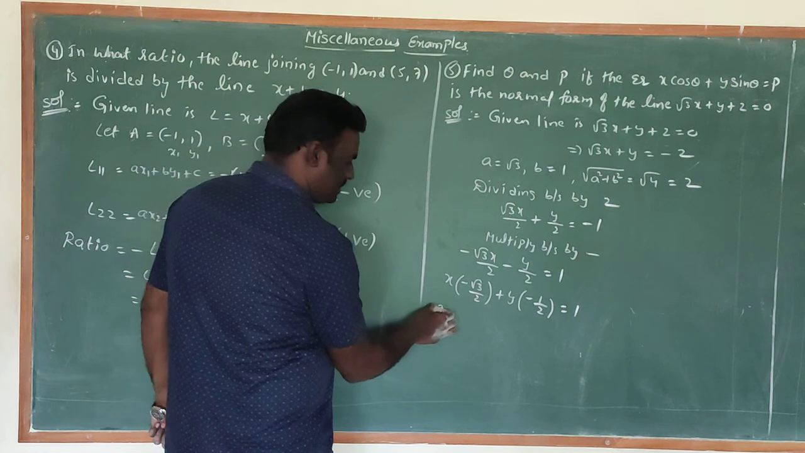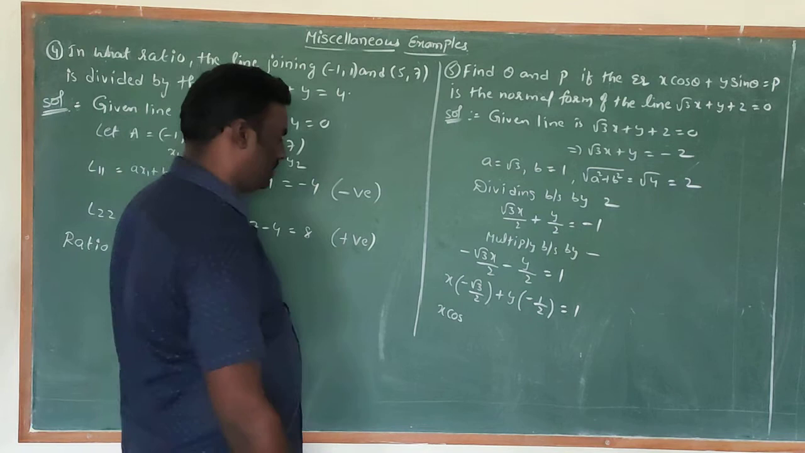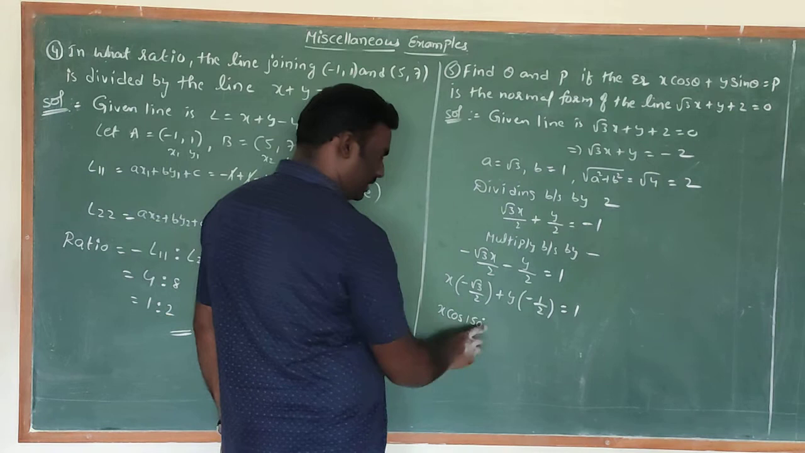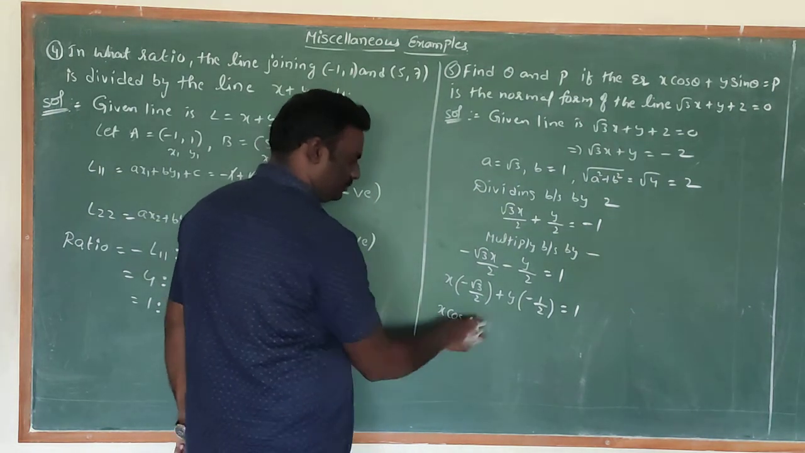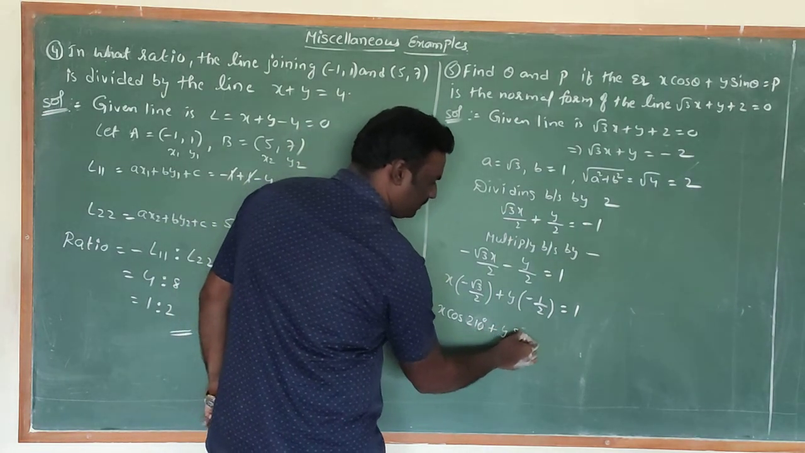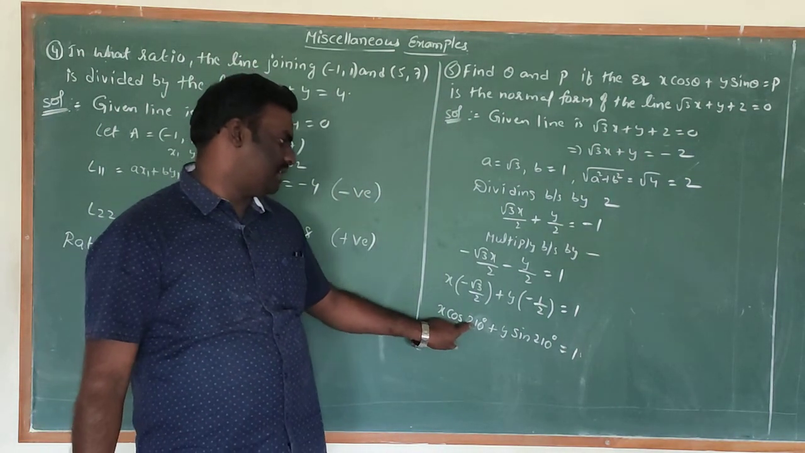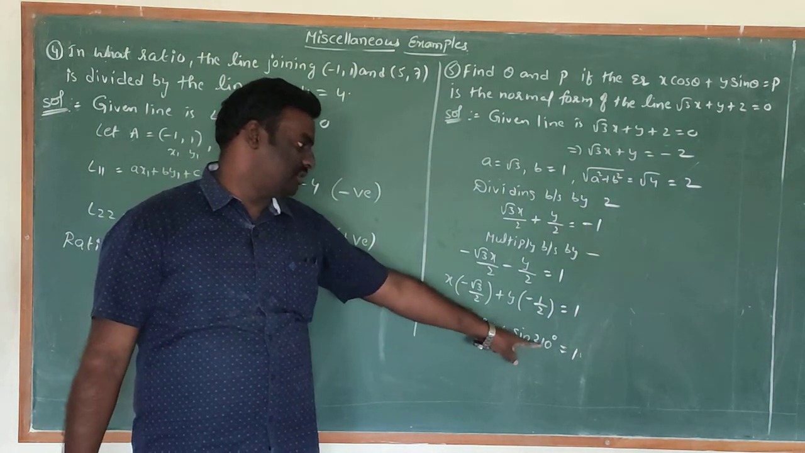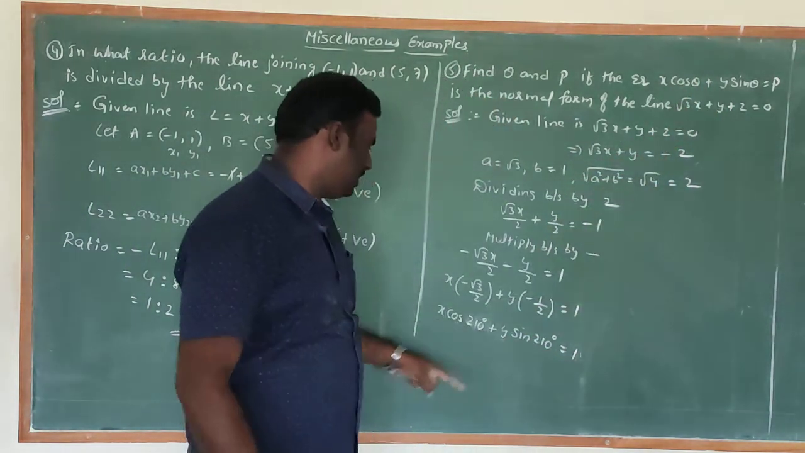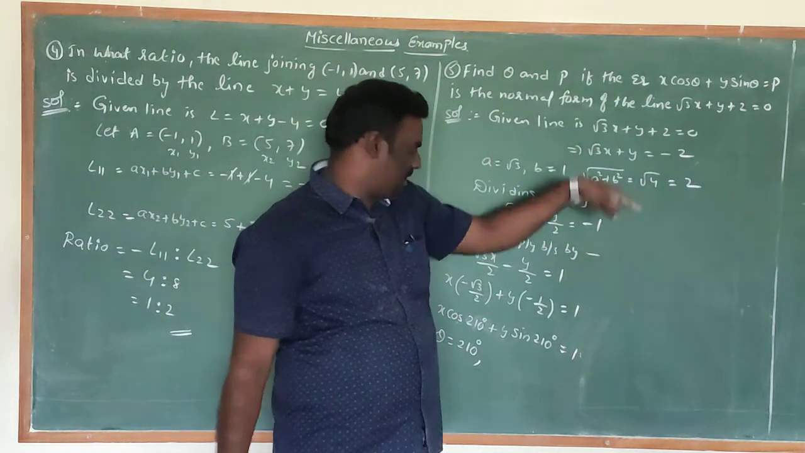Now this can be written as x cos 150. So third quadrant, no? x cos 210 degrees plus y sin 210 degrees equals 1. Because cos 210 value is minus root 3 by 2, sin 210 value is minus 1 by 2. If you compare with this equation, theta value is 210 degrees and the p value is 1.